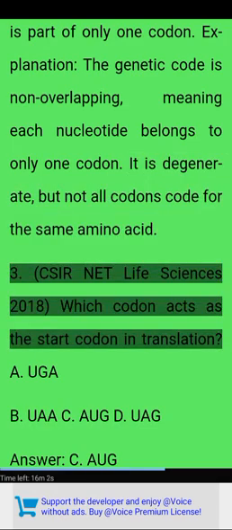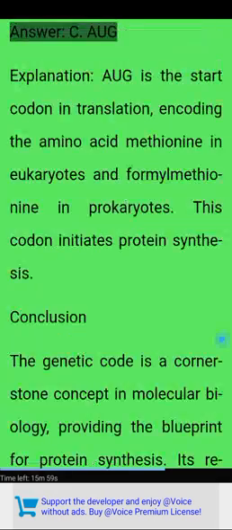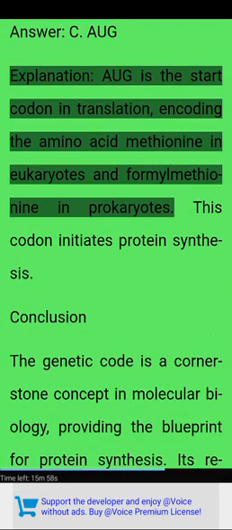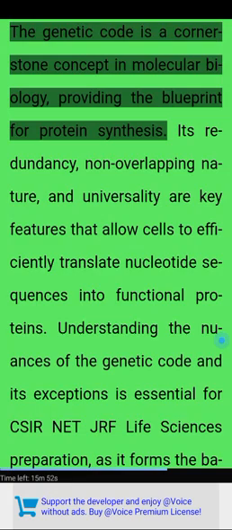3. CSIR NET Life Sciences 2018. Which codon acts as a start codon in translation? A. UGA. B. UAA. C. AUG. D. UAG. Answer: C. AUG. Explanation: AUG is a start codon in translation, encoding the amino acid methionine in eukaryotes and formyl methionine in prokaryotes. This codon initiates protein synthesis. Conclusion. The genetic code is a cornerstone concept in molecular biology, providing the blueprint for protein synthesis.